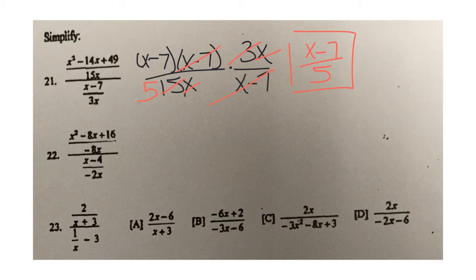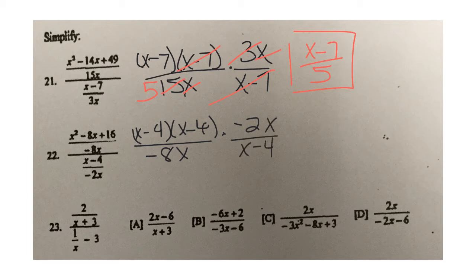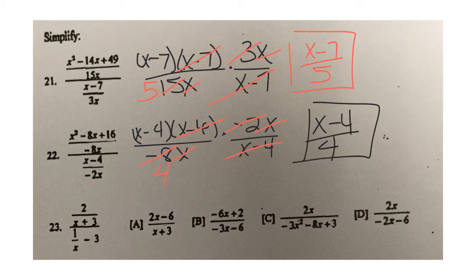22, same thing. Factor and then multiply by the reciprocal. So we get x minus 4 times x minus 4 over negative 8x times negative 2x over x minus 4. That's the reciprocal of the denominator. Divide out the x's, divide out an x minus 4, and negative 2 goes into negative 8 positive 4 times. Well, x minus 4 over 4 is our final answer.